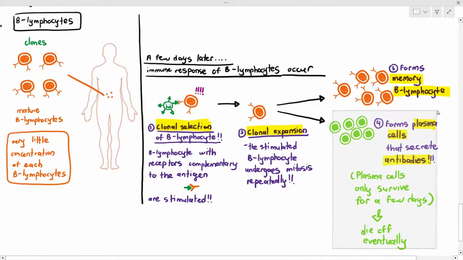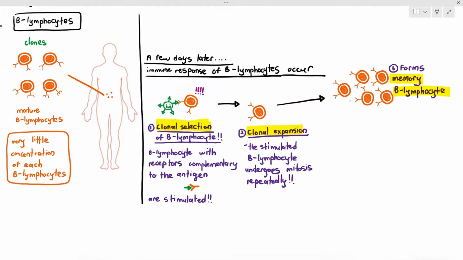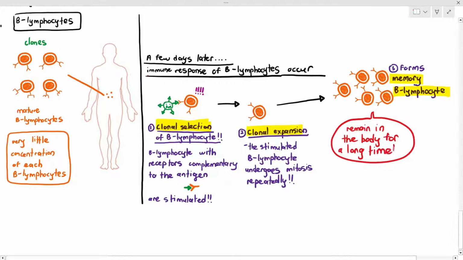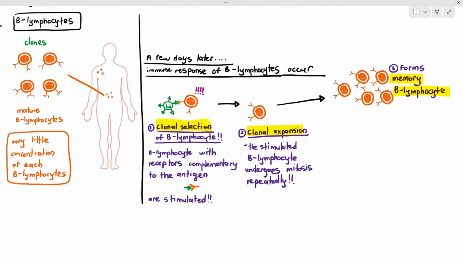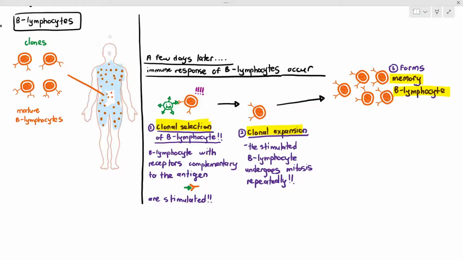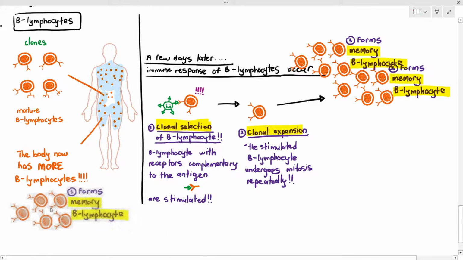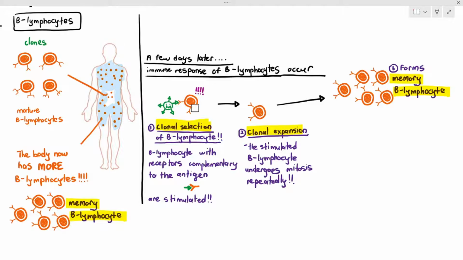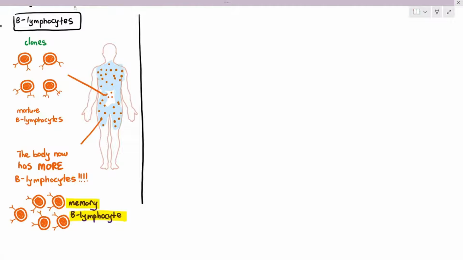But the interesting thing here is the memory B lymphocytes, as you can see, I'm just circling it over there. They remain in the body for a long time. Look at the number of memory B lymphocytes, there are more. Those memory B lymphocytes are now circulating in every part of your body, in your blood circulatory system and your lymphatic system. And I'm representing it here in our body as those orange dots. The point here is, in the beginning, you had very few B lymphocytes, but now you have more of those specific B lymphocytes in your body. Not all, but just those specific B lymphocytes with that receptor shape.